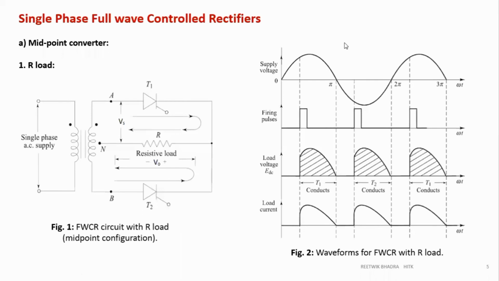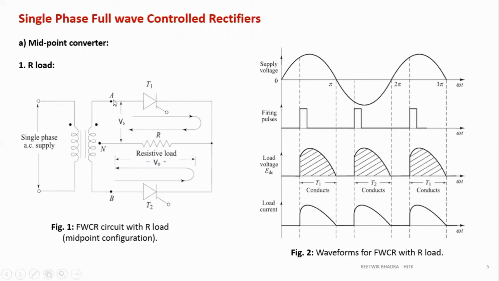Okay. Next thing is that we'll jump into the full wave controlled rectifier. If we have understood the half wave one, we can go very fast over here. Now in full wave rectifier, there are two types. One is midpoint, one is bridge type. So what is midpoint type? Midpoint type means that we have a center tap transformer over here. As you can see, we have a center tap transformer.